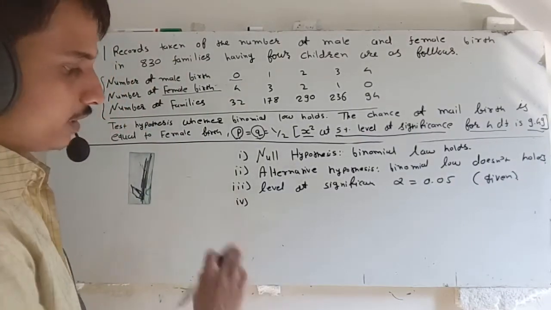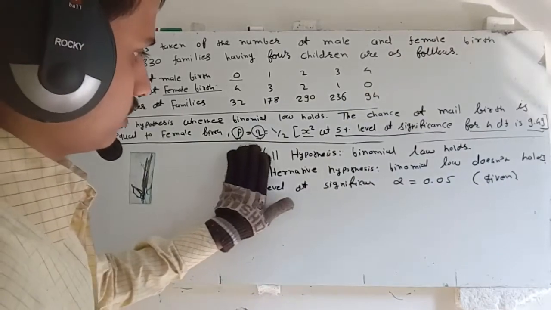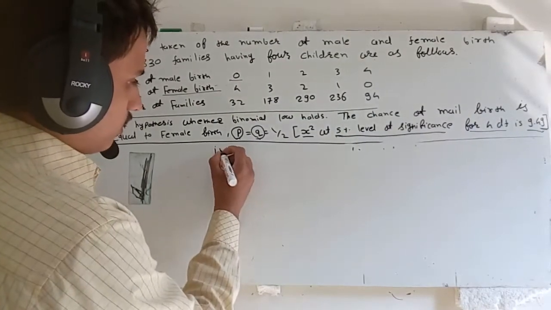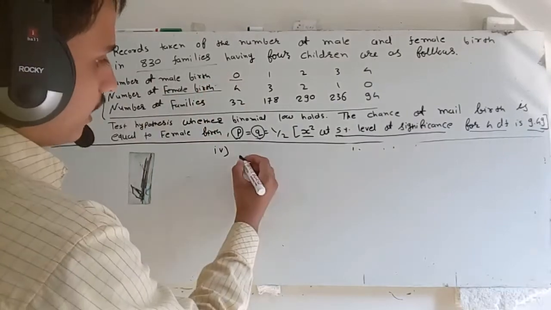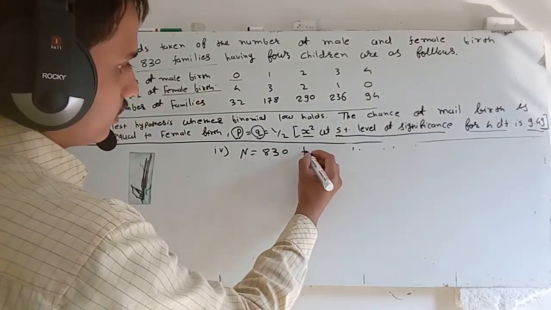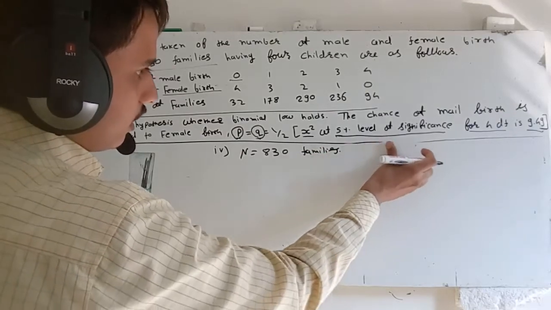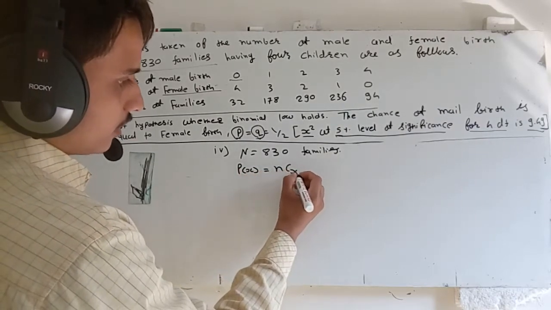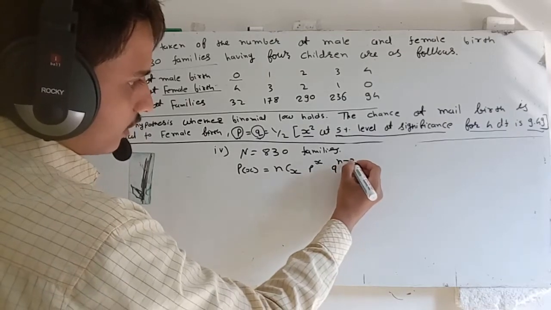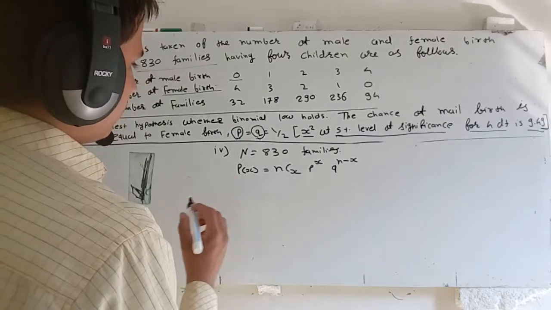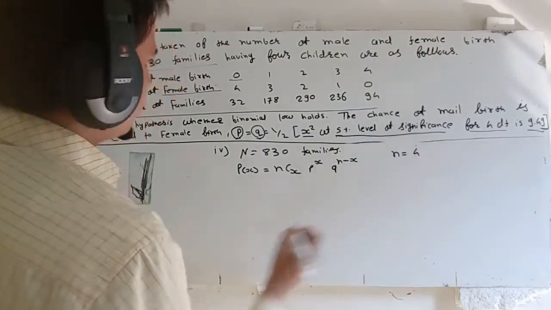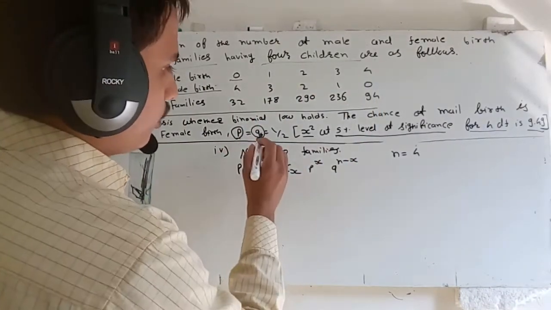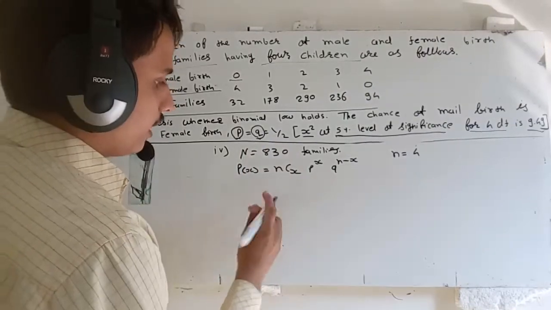Now this step 4 is very important, and it is a long step, so let me erase and I will need more space. For step 4, first we will write total number of families, that is N, 830 families, and we have to check binomial distribution law. So we will write the equation for binomial distribution, nCx P raised to x Q raised to n minus x. In this case n is number of children, that is 4 children, given in the question, and P and Q are equal to 0.5. So we will plug this data in.